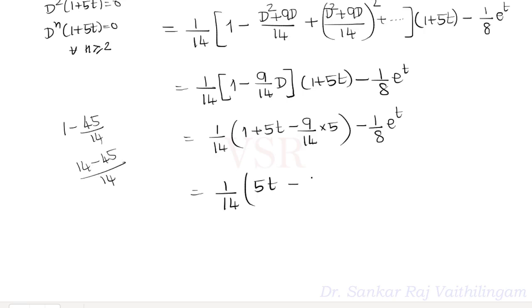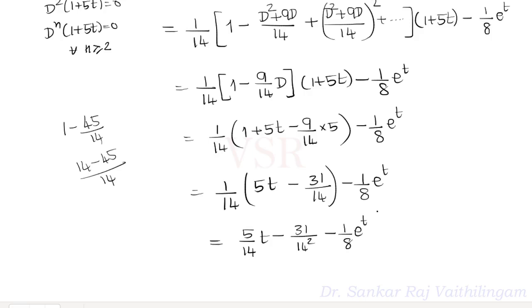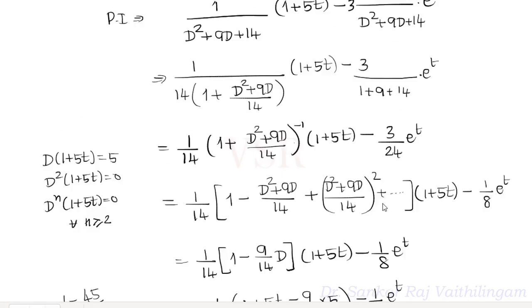Okay, so 31 divided by 14 minus 1 by 8 e to the power t. Okay, this is simplified to 5 by 14 t minus 31 divided by 14 square. Okay, minus 1 by 8 e to the power t. So this is x of t.